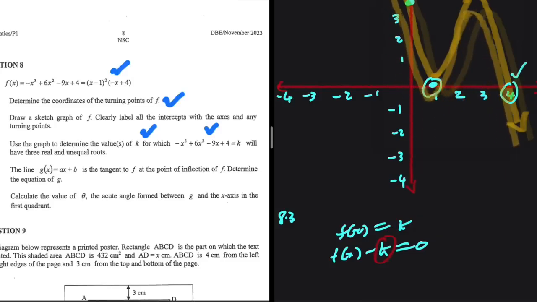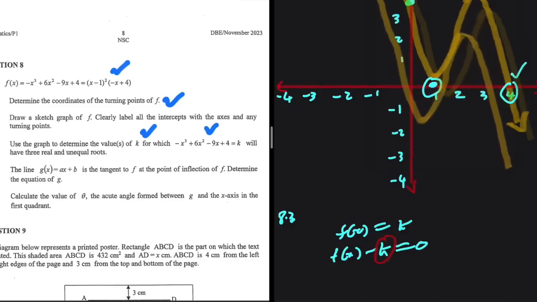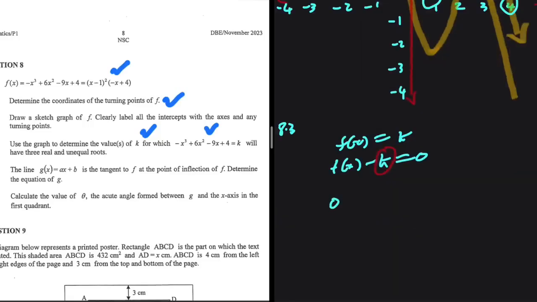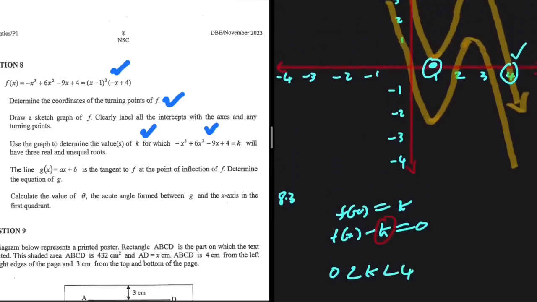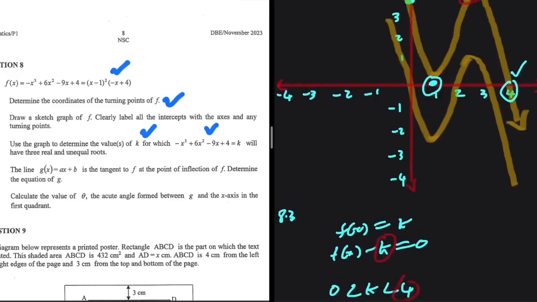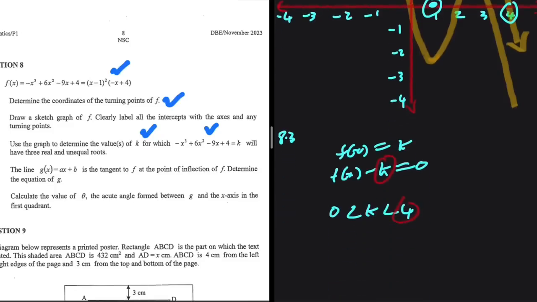So we need to shift our graph downwards, but then we need the value of k to be between 0 and 4. If k exceeds 4, 4 is the local maximum, then we will no longer have 3 unequal and real roots. And if k is less than 0, then we are actually shifting our graph upwards. Our condition is not going to be satisfied. So we need k to be between 0 and 4.